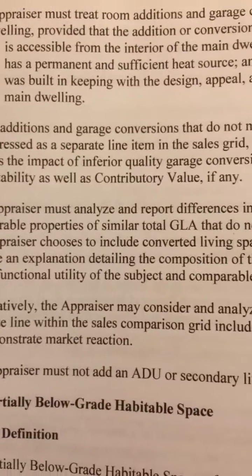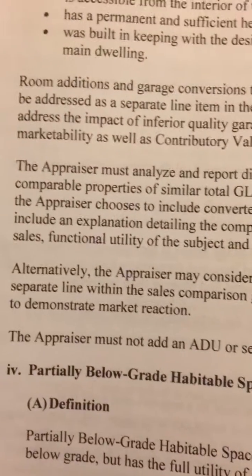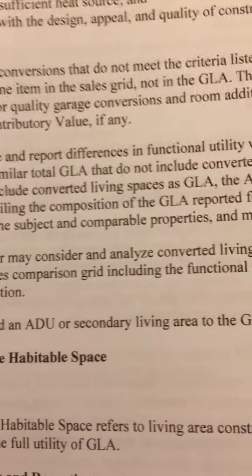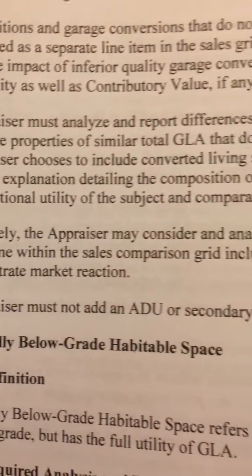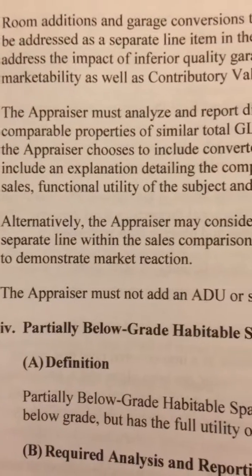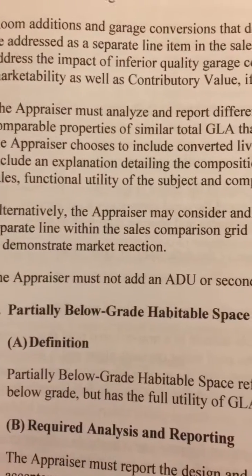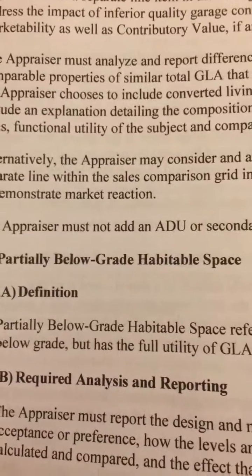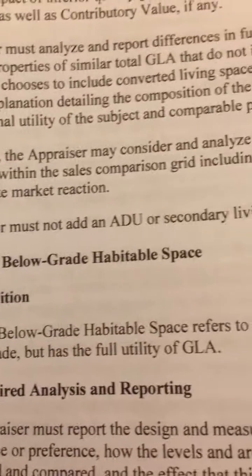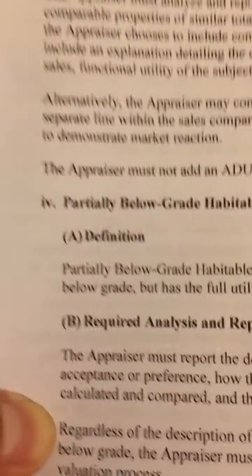If the appraiser chooses to include converted living spaces as gross living area, the appraiser must include an explanation detailing the composition of the gross living area reported for the comparable sales, functional utility of the subject and comparable properties, and market reaction. Alternatively, the appraiser may consider and analyze converted living spaces on a separate line within the sales comparison grid, including the functional utility line, in order to demonstrate market reaction. The appraiser may not add an ADU or secondary living area to the gross living area.